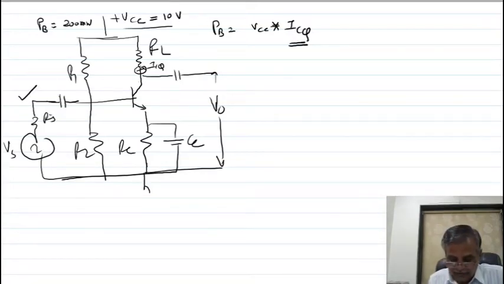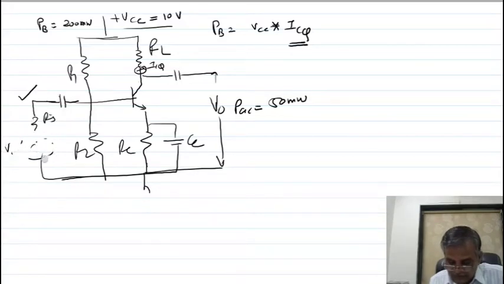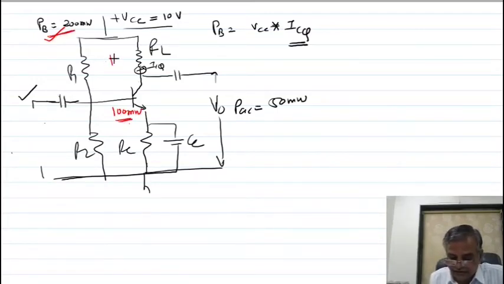Now you apply the input voltage. You are getting PAC in a power meter of only 50 milliwatt. So you are interested in finding where the wastage is. Look here. When the input is not given and you have switched on the power supply, then 50% is dissipated here and 50% is dissipated here.